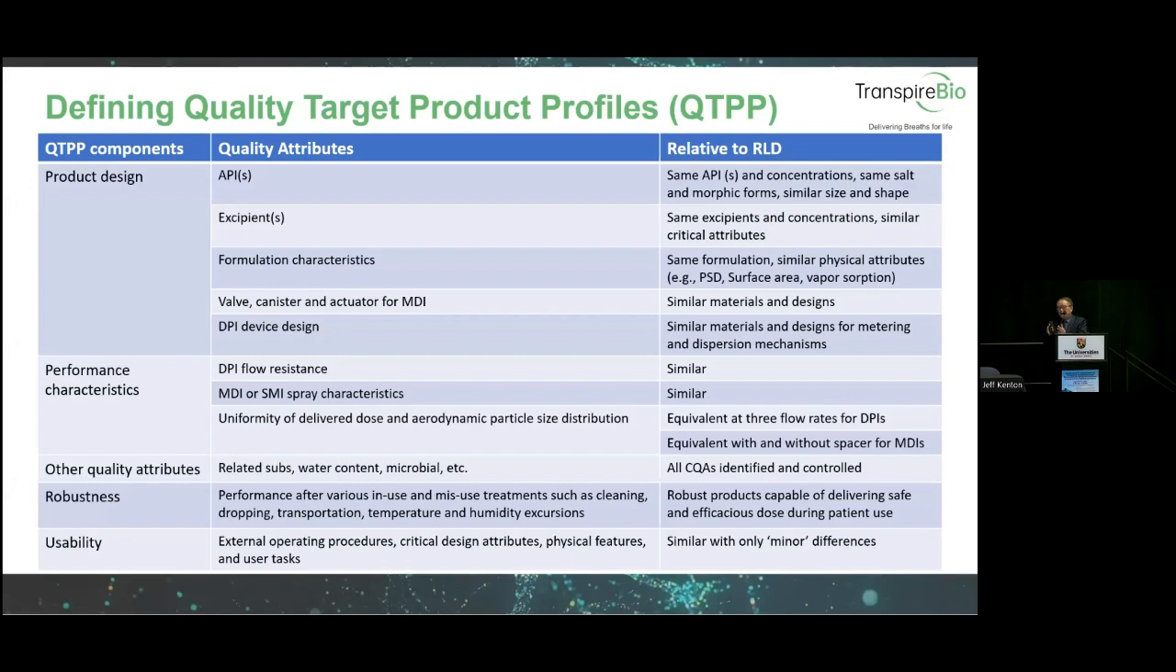Then based on the RLD profile, we can define the quality target product profile, QTPP, for the proposed generic product from a product design perspective, including API, excipients, formulation characteristics of Q3, container closure system for MDI, and container closure system for DPI. And we'll look at the performance characteristics for DPI and MDI, as well as some critical quality attributes, the robustness of products, and the usability. So we define the QTPP of the test product, and we cover all the quality attributes that are critical for the safety, efficacy, and quality of the test product, and that are critical to ensure that the test product is bioequivalent to the reference product.